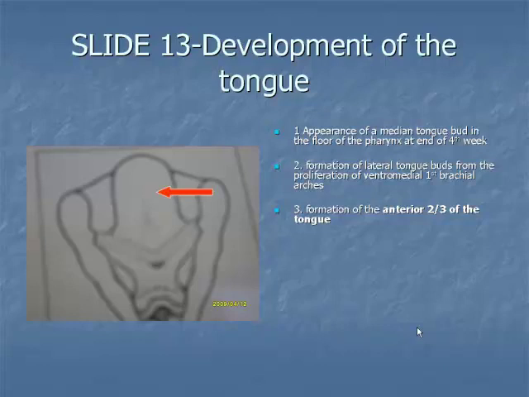Item 4. The posterior one-third develops from the copula formed by the ventromedial part of the second branchial arches, caudal to the foramen cecum, and the hypopharyngeal eminence, formed caudal to the copula from the ventromedial part of the third and fourth branchial arches. As the embryonic tongue further develops, the copula atrophies and disappears.